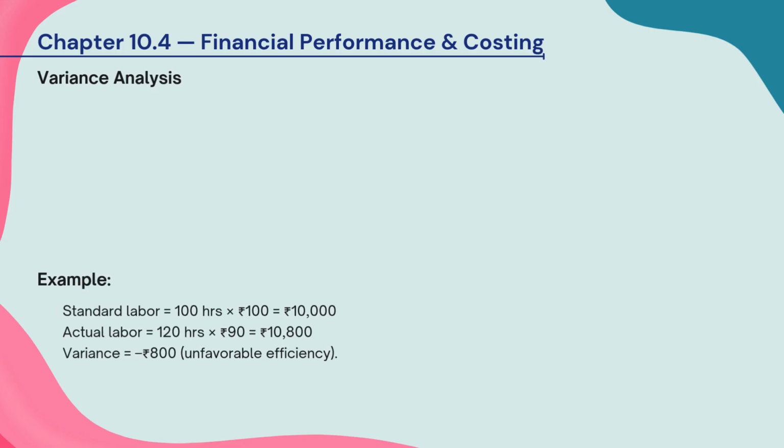This slide explains three key types of variances used in cost control. Material variance shows if materials cost more or less than expected. Labor efficiency variance measures how efficiently labor hours were used. Overhead variance compares actual overhead with the standard. The example shows how extra hours and lower efficiency lead to an unfavorable labor variance of 800.